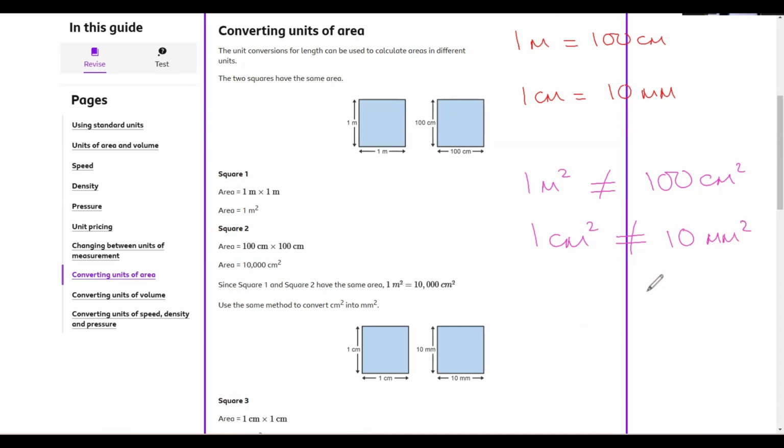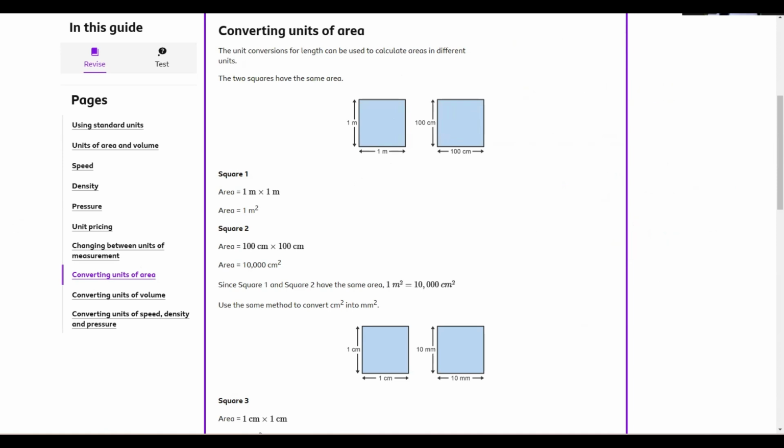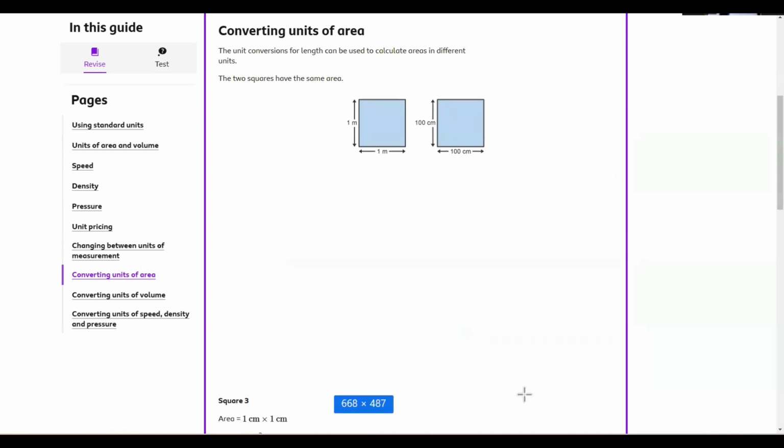So this initially might seem a little bit confusing because you think, well, 1 meter is 100 centimeters, so surely 1 square meter is 100 square centimeters, but that's not how it works. Okay. Now, these squares show it very well on this website. So essentially what you can do is you can say, well, I've got two squares of the same size, 1 meter by 1 meter. And because we know that 1 meter is 100 centimeters, then we know these squares have the same area.